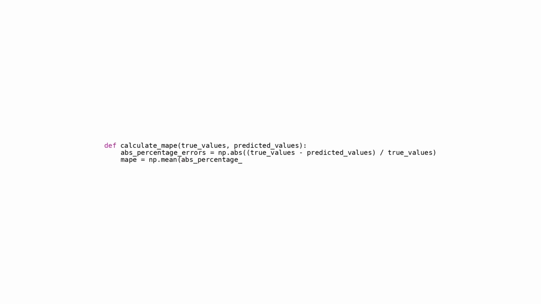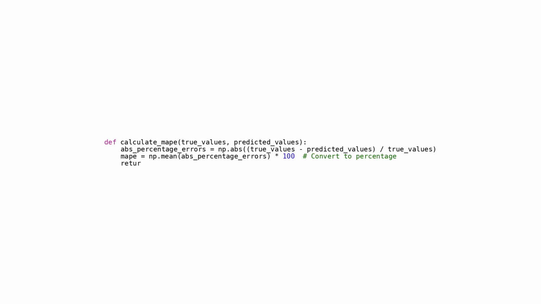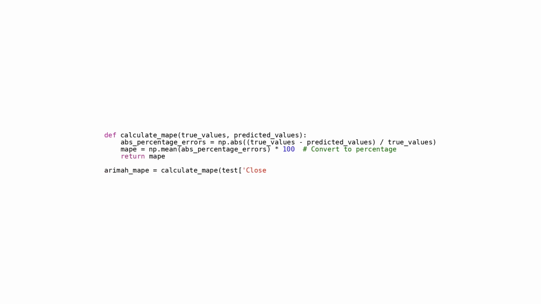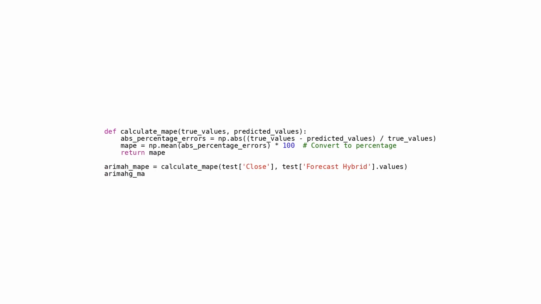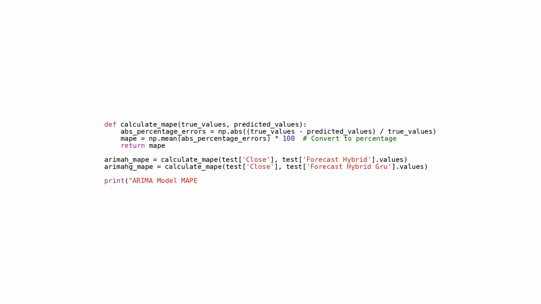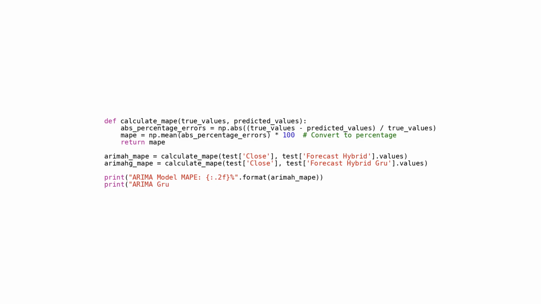This code defines a function, calculateMape, to find the mean absolute percentage error, MAPE, between two sets of values. MAPE measures the accuracy of a prediction model and is calculated by finding the average difference between the true and predicted values, divided by the true values, then multiplying by 100. The function is used to calculate MAPE for two forecasting models, comparing their predicted stock prices to actual values from a dataset named test. The results are then printed out in a formatted string, showing the percentage errors up to 2 decimal places for each model.